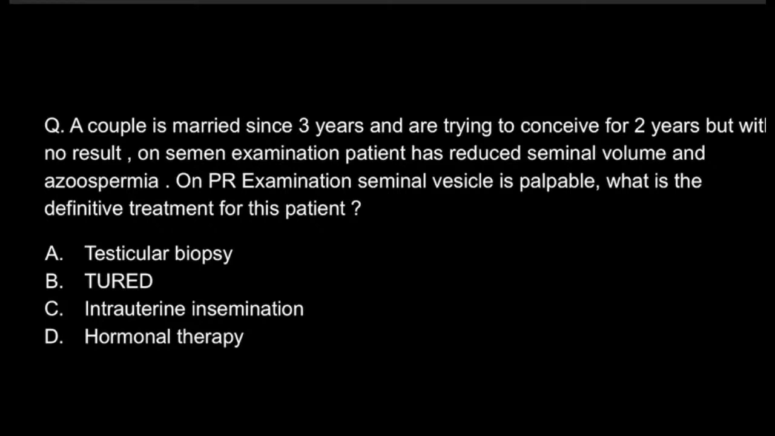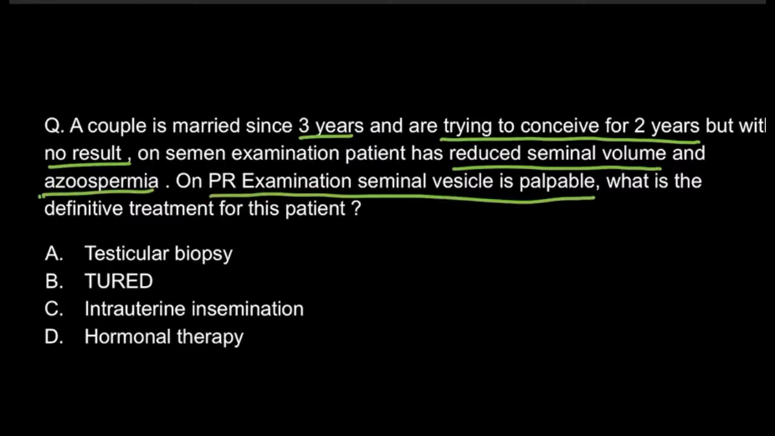Now this brings us to the last question of the day, guys. There is a couple who is married since 3 years, and the couple is trying to conceive for the last 2 years but with no results. On semen examination, the patient had a reduced seminal volume and azoospermia. On the PR examination, the seminal vesicle was palpable. What is the definitive treatment for this particular patient?